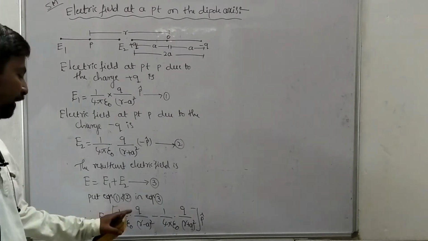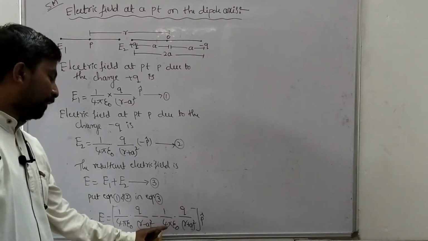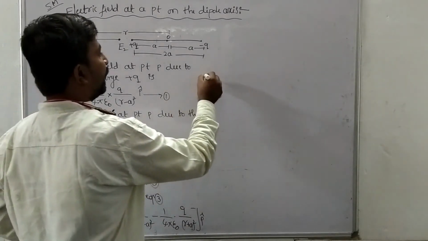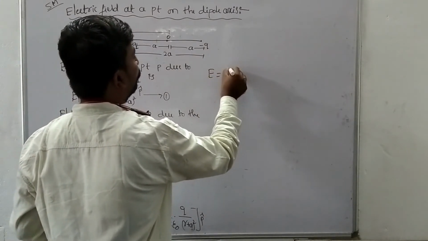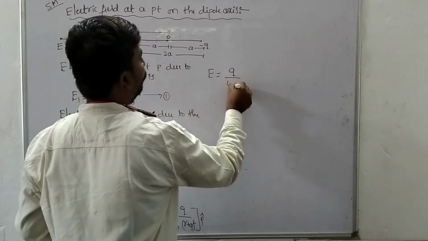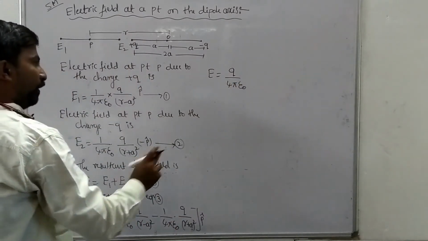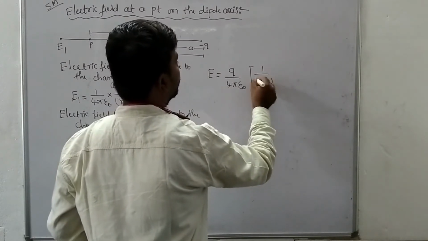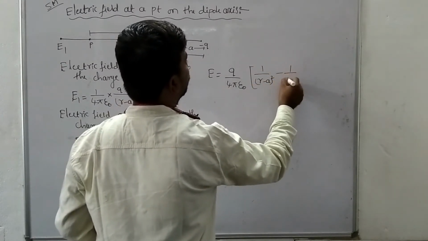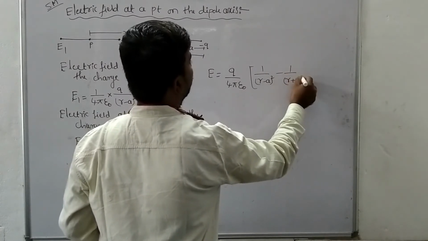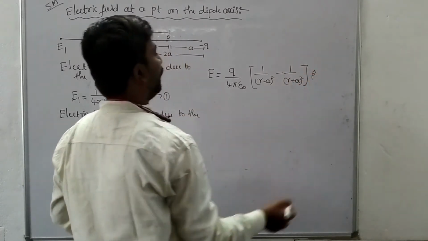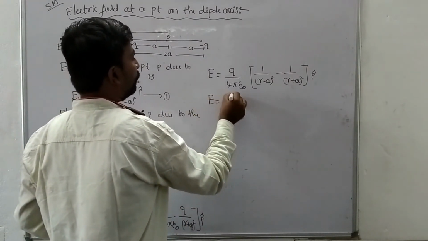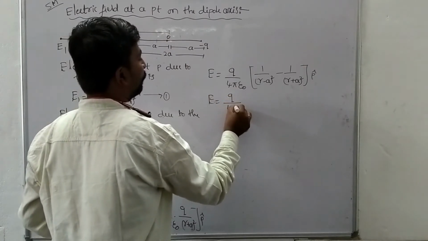So what is the common thing here? Q by 4 pi epsilon naught is common, so we can take it outside. So E is equal to Q divided by 4 pi epsilon naught. What is the remaining term? Into bracket of 1 divided by R minus A whole square minus 1 divided by R plus A whole square into p cap. Now we can take the LCM.